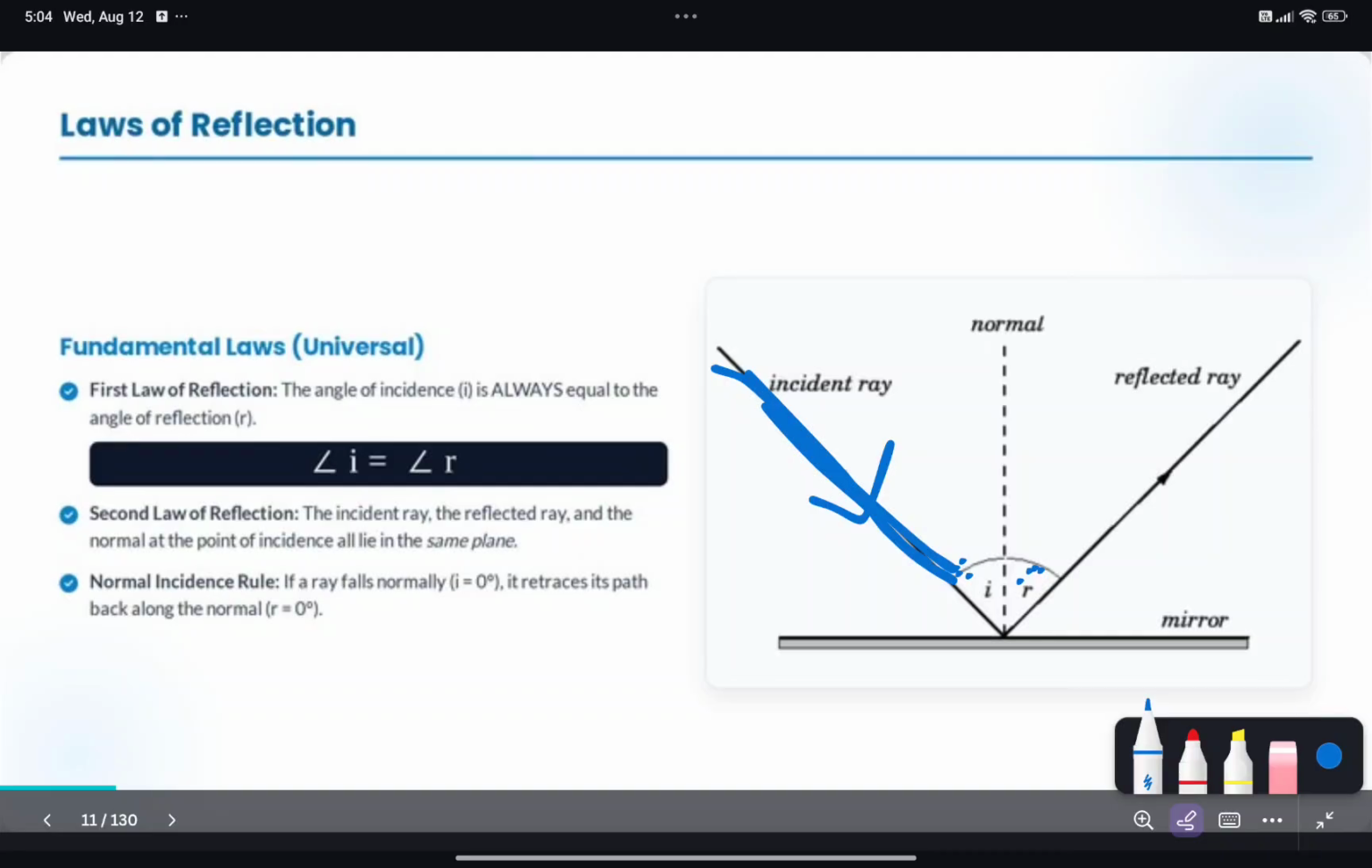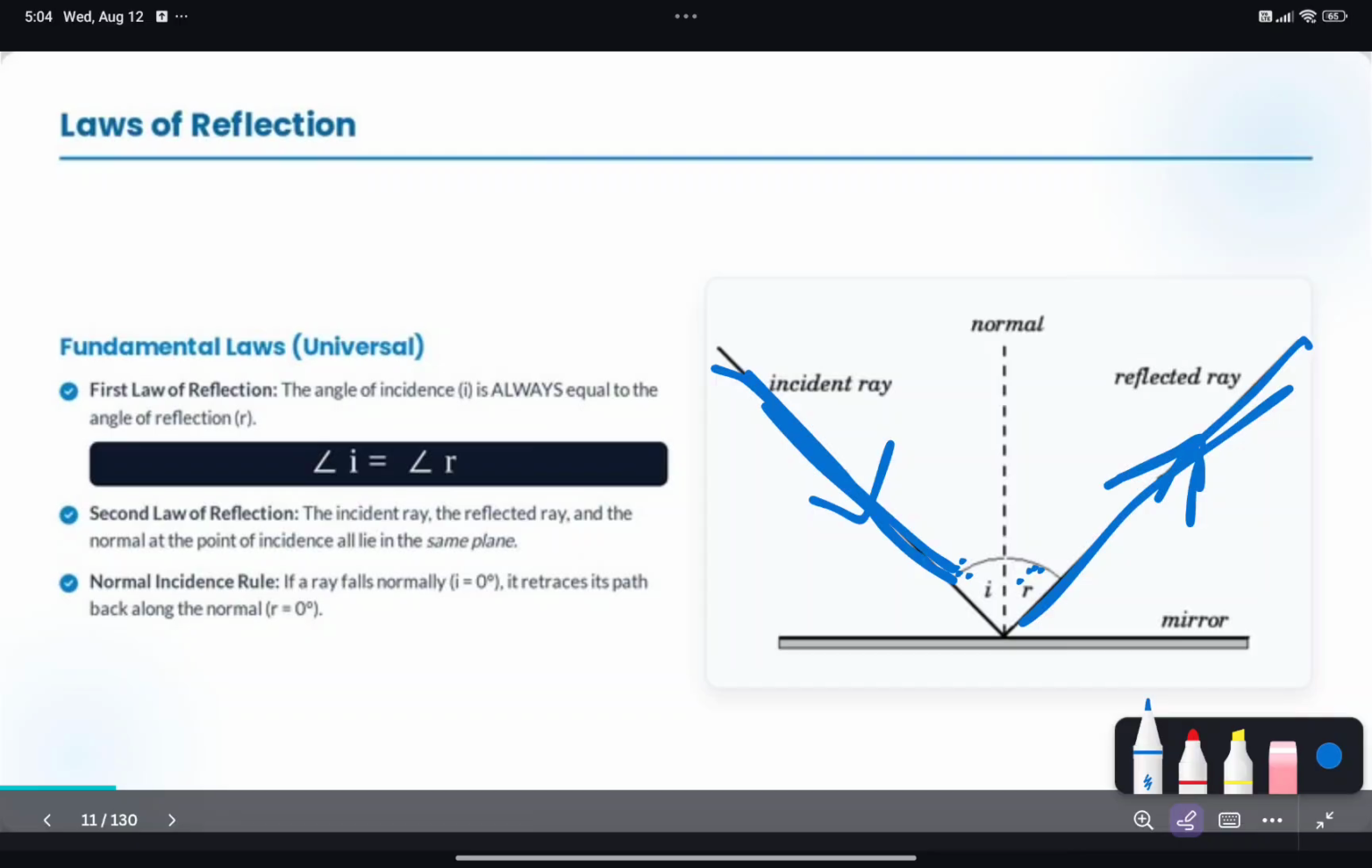And the reflected ray. This is the reflected ray. And the normal. Generally, the normal is not presented. We are assuming, we are imagining. So that is the reason we represent it with dots. Clear or not?